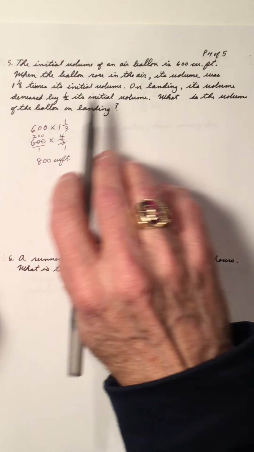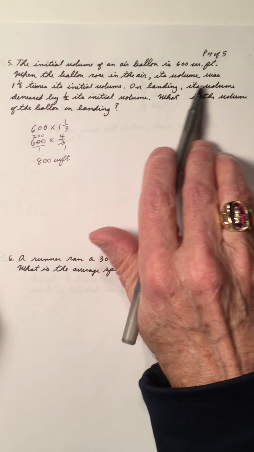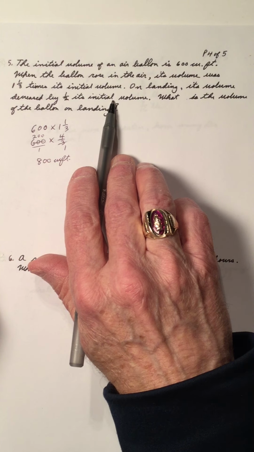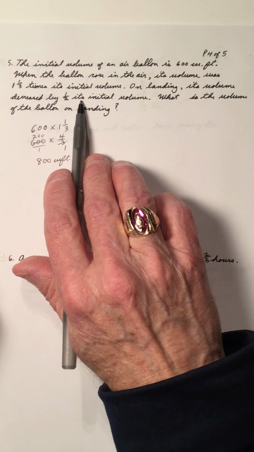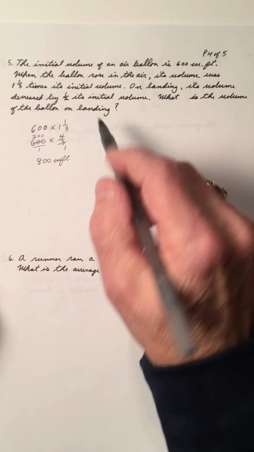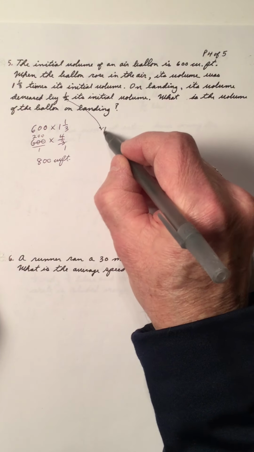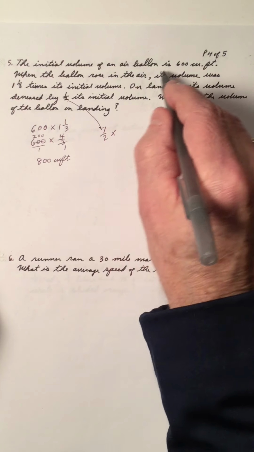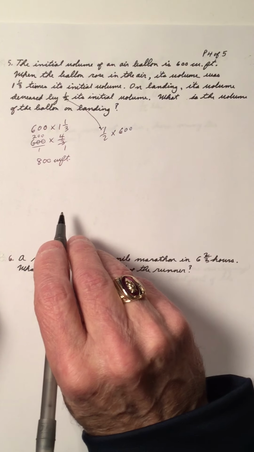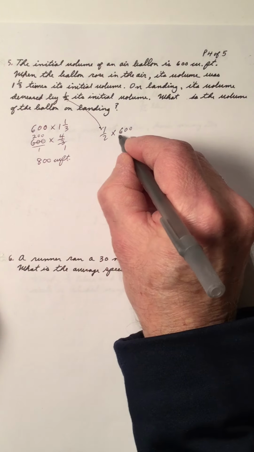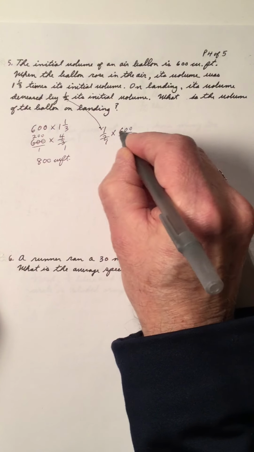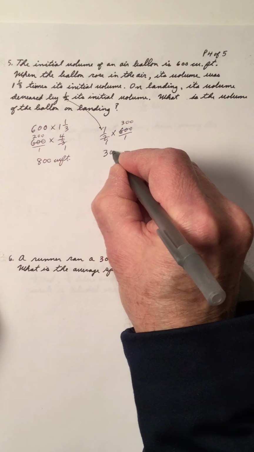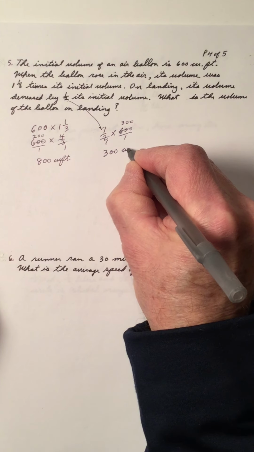Now, let's see what happens. On landing, its volume decreased by 1/2 its initial volume. So it went down by 1/2 of its initial. So its initial volume, so we got a 1/2 of its initial. So the initial was 600. So we have to multiply 1/2 of 600. But over 1, 2 into 2 goes once, 2. So we know that a half of 600 is 300 cubic feet.